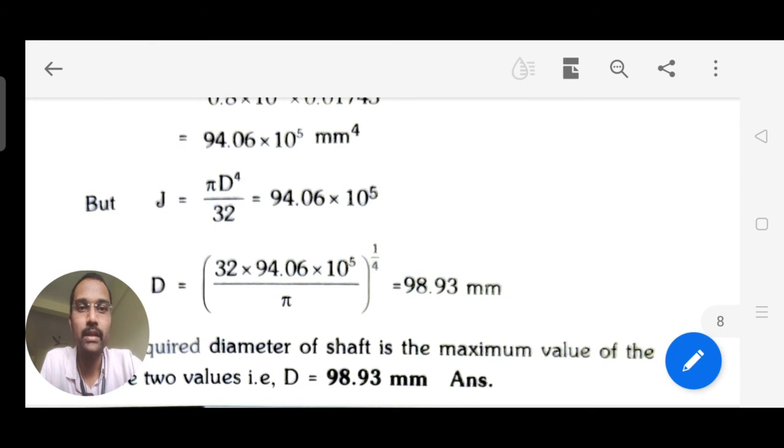So that is regarding today's class, and this is enough for the torsion of shafts, the previous topics, and also please practice these numerical problems regarding power transmitted by the shafts.